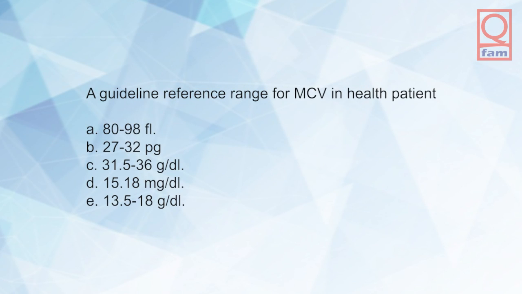A guideline reference range for MCV in a healthy patient? A. 80 to 98 fL. B. 27 to 32 pg. C. 31.5 to 36 grams per deciliter. D. 15 to 18 milligrams per deciliter. E. 13.5 to 18 grams per deciliter. The answer is A. 80 to 98 fL.